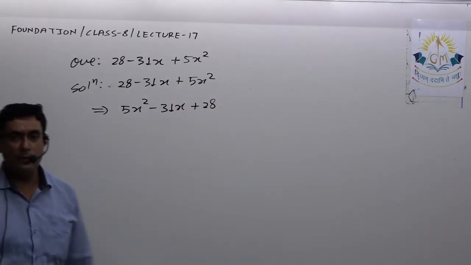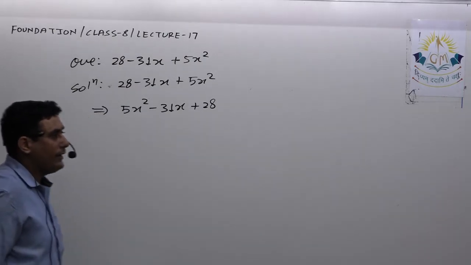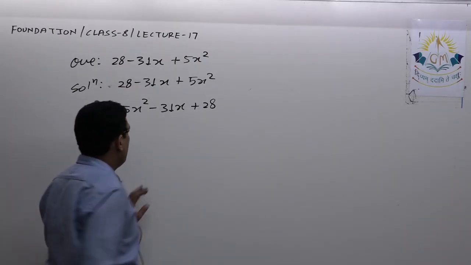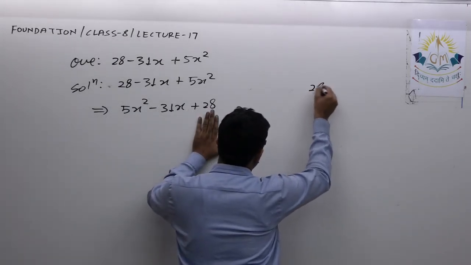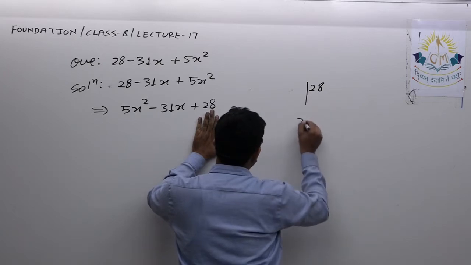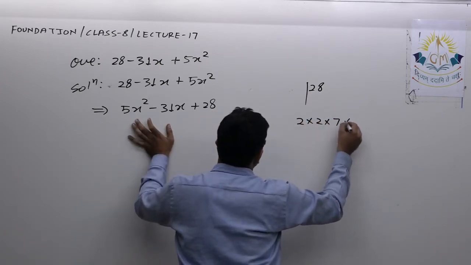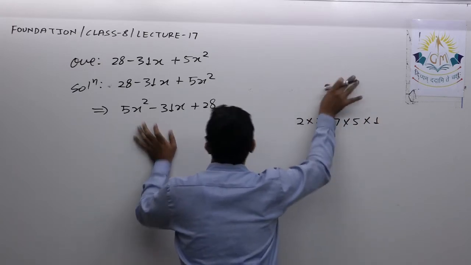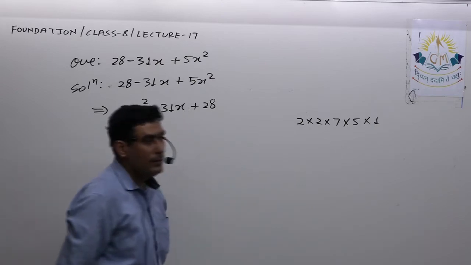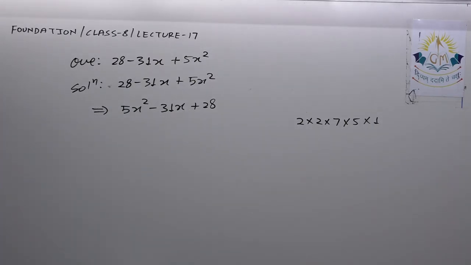Now what next? We'll find the factors of a multiplied by c, or we'll find the factors of a and c separately. So factors of 28: 7 into 4, that is 2 into 2 into 7, and 5 into 1. Now we have to get minus 31 using these factors. So think for a while, then I will give you its solution.